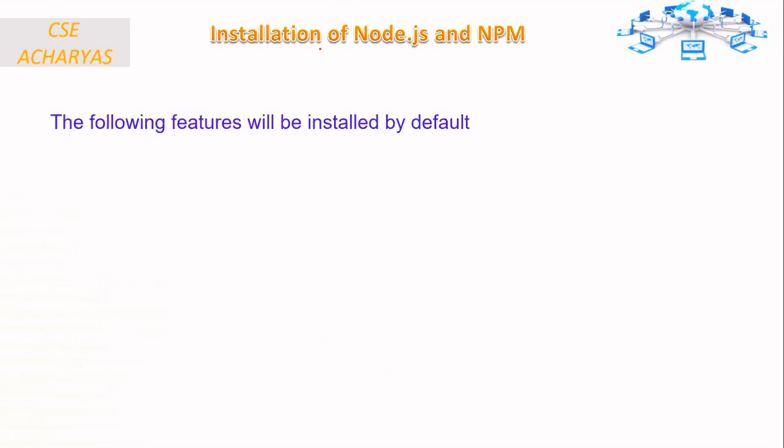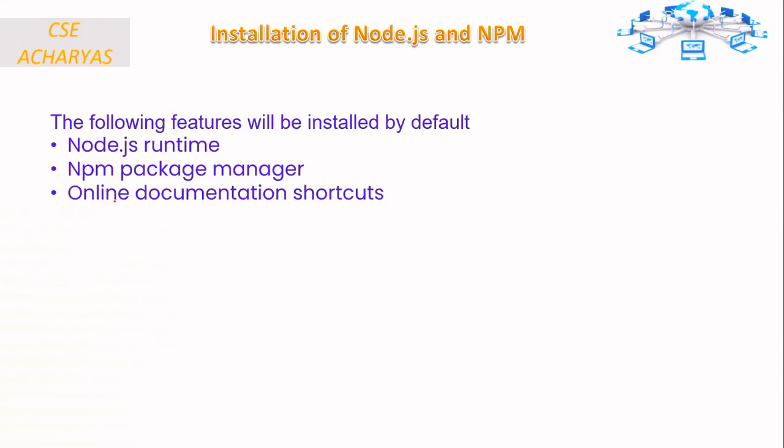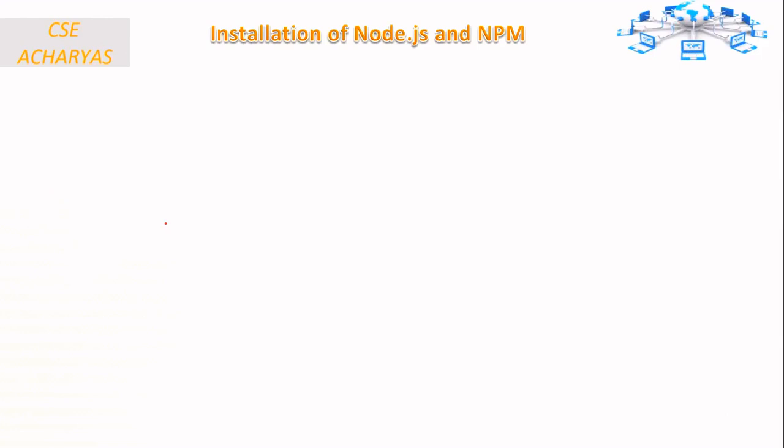Once you install Node.js and npm, the following features will be installed by default. One is Node.js, which is the runtime environment. Another one is npm, the Node package manager. Online documentation shortcuts will be installed automatically, and the other one is add to PATH. So these are all the various features installed once you install Node.js.